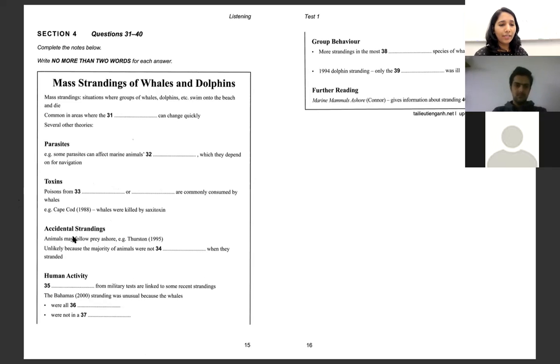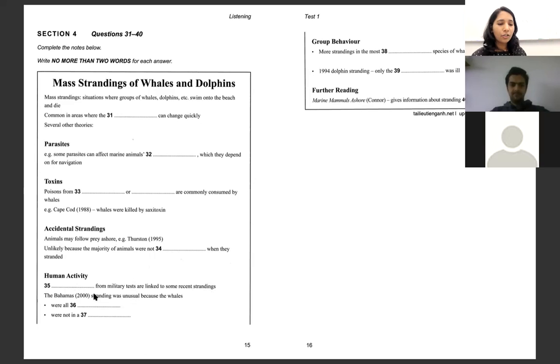Example of this incident, where animals were following prey ashore, was this incident which occurred in 1995. Then here, unlikely, because the majority of the animals were not dash when they stranded. Not tied, bound, or something similar, some kind of a verb that we are looking for. Dash from military tests are linked to some recent strandings. So studies, researchers, or something that they obtained from the dig or something similar.